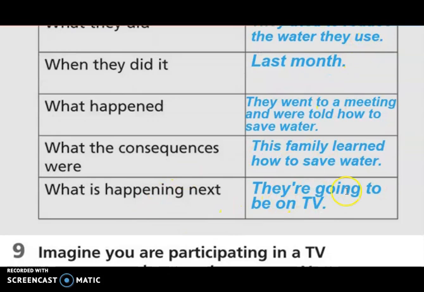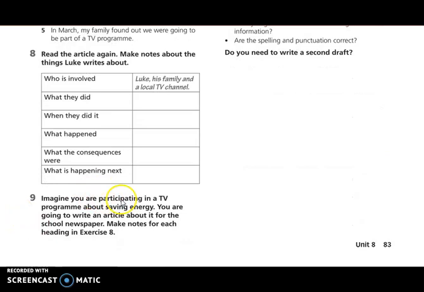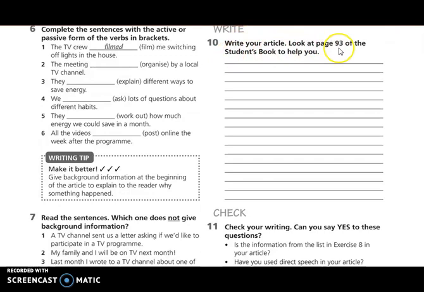Finally, it's your turn. You have to imagine you are participating in a TV program about saving energy. You're going to write an article about it for the school newspaper. Make notes for each heading in exercise 8. Write your article. Look at page 93 of the student's book to help you.